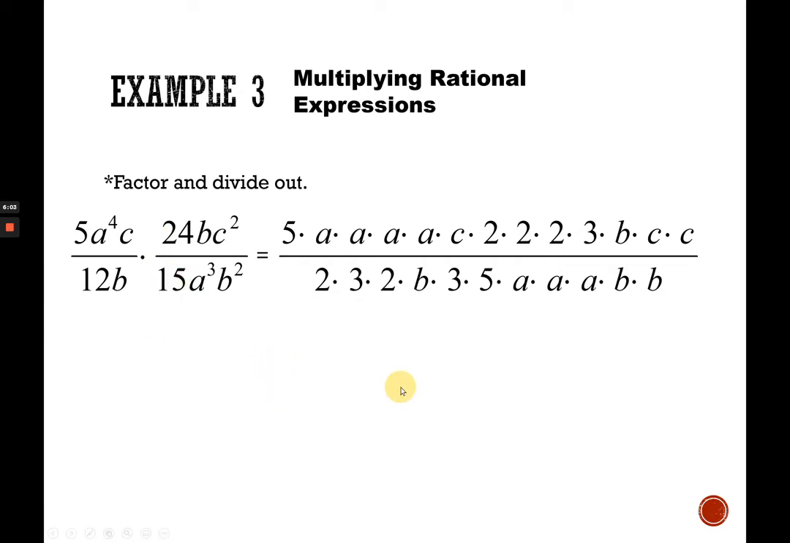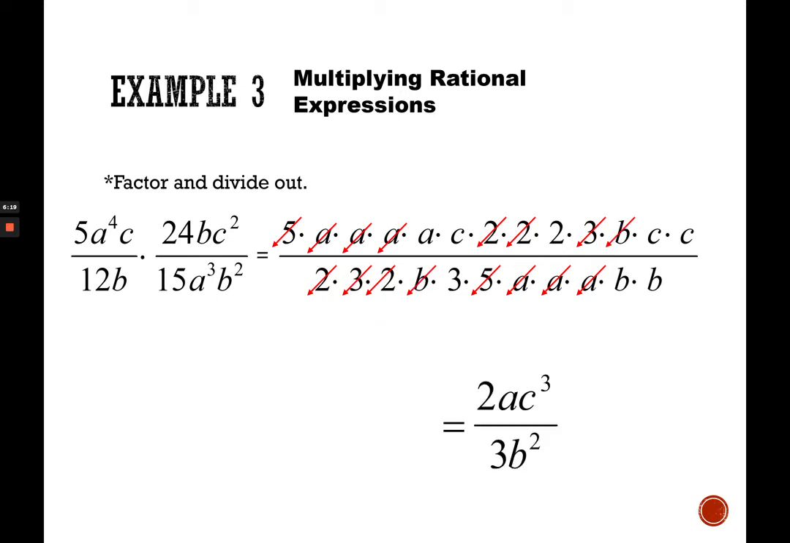After completely factoring everything, start pairing up the cancellation. A pair of 5 is cancelled, and there are 3 pairs of A, 2 pairs of 2, 1 pair of 3, 1 pair of B cancelled out. The rest are going to be your answer. You have the A and the C and the 2, so you have 2AC cubed.